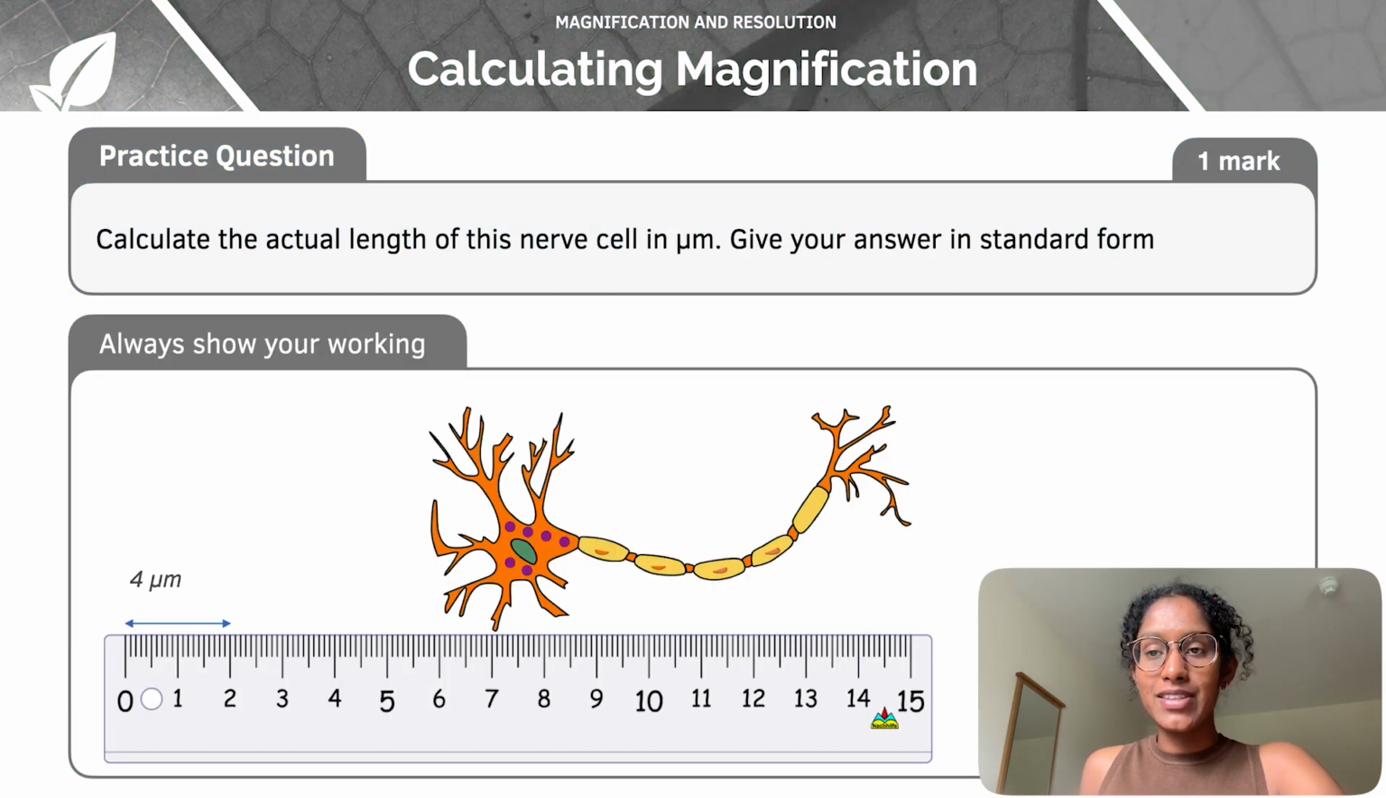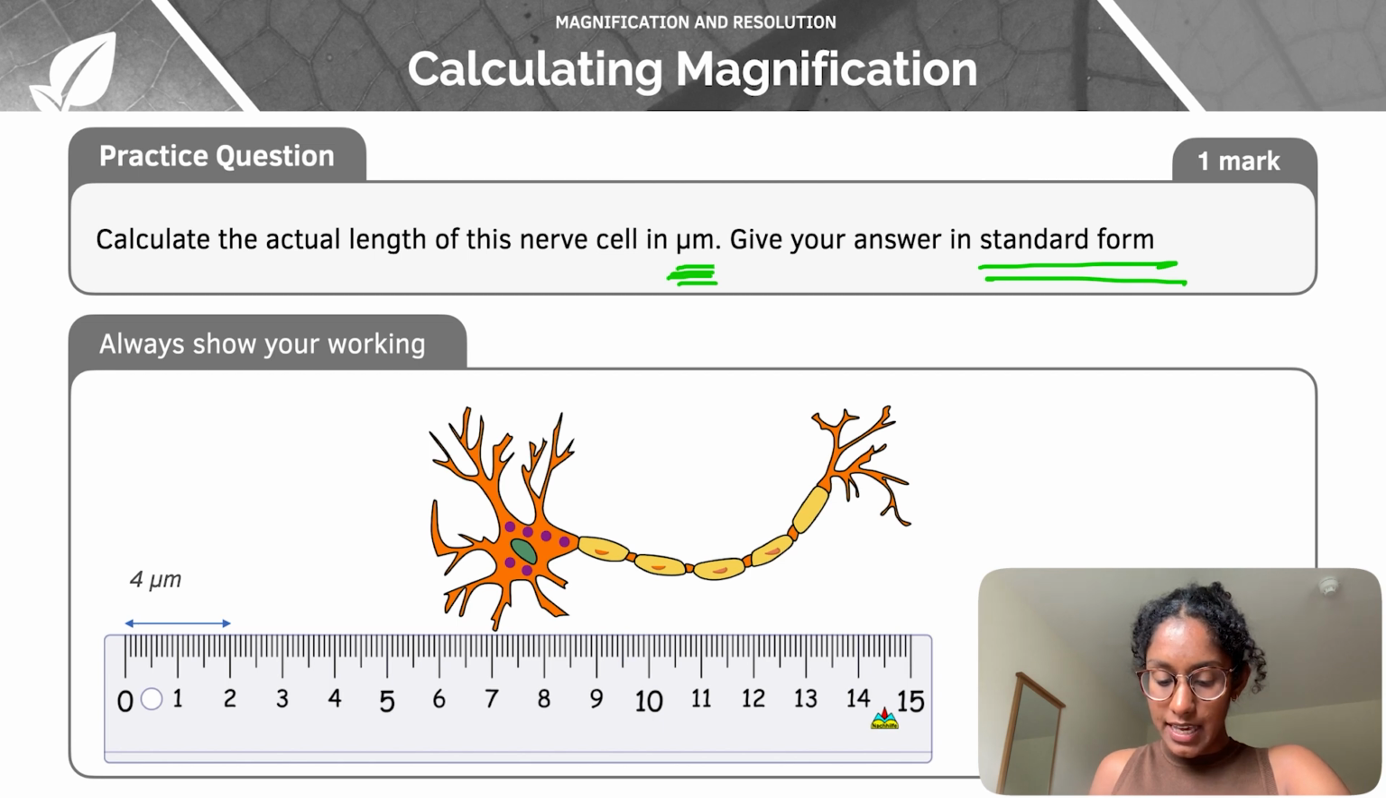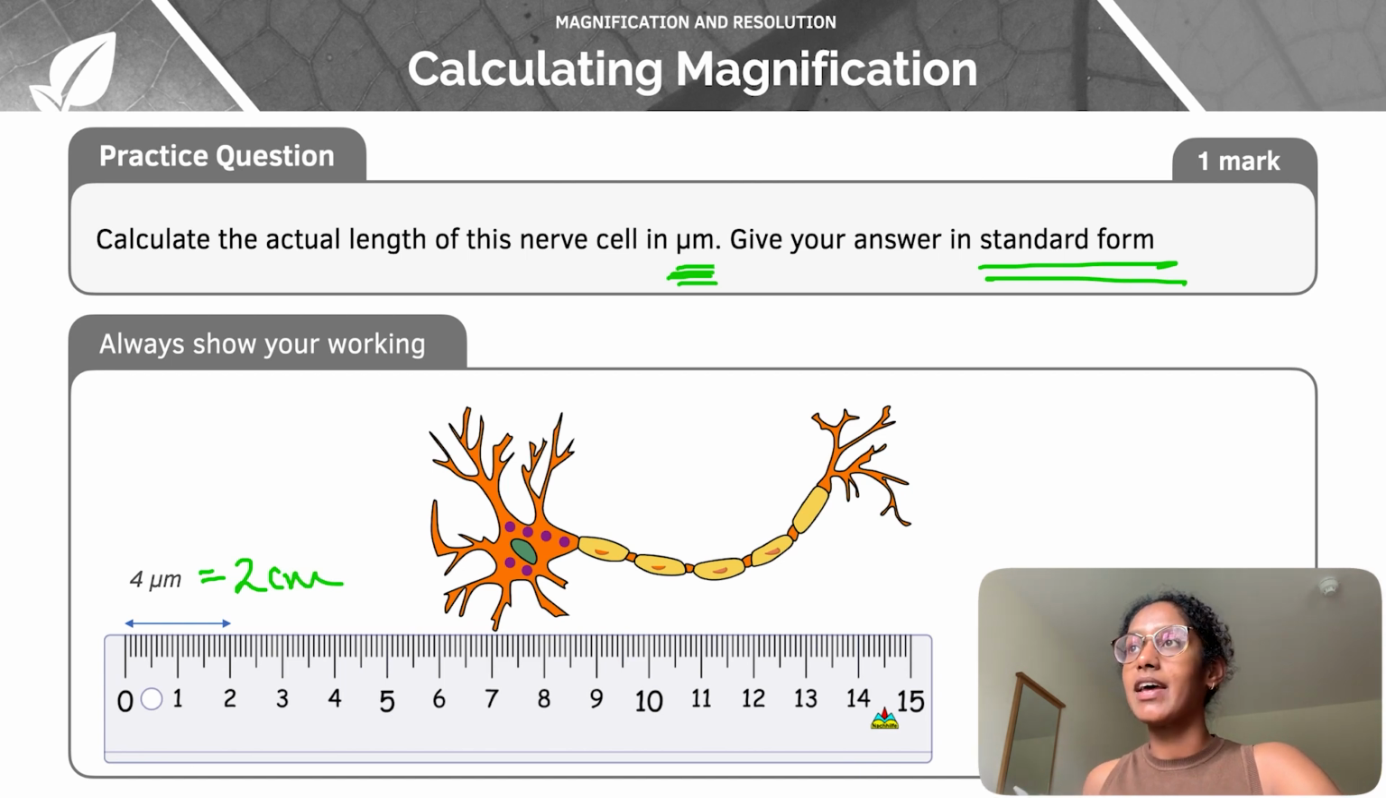So well done if you got that right, and don't worry if you don't, we're going to have another go now. Calculate the actual length of this nerve cell in micrometers. Notice that unit there. Give your answer in standard form. And note this key here, it's telling us that 2 centimeters in the image size is equal to 4 micrometers. So give this a pause now and have a go at working this out yourself, and I'll reveal the answer in a sec.